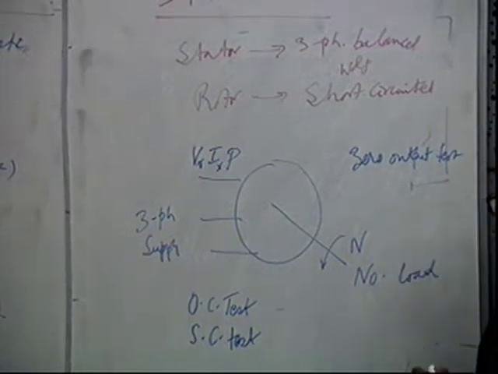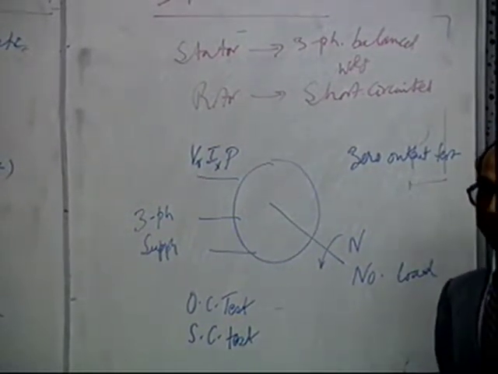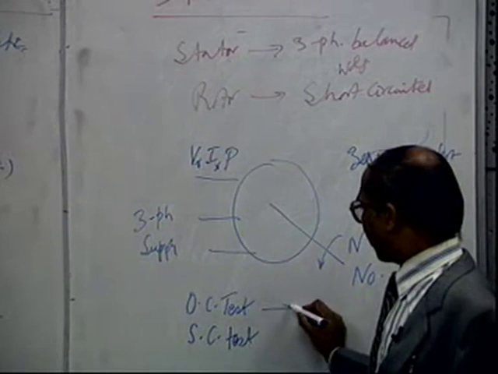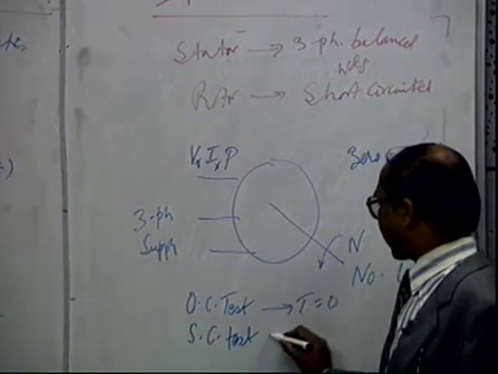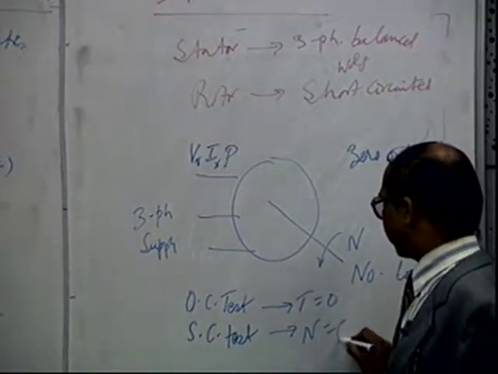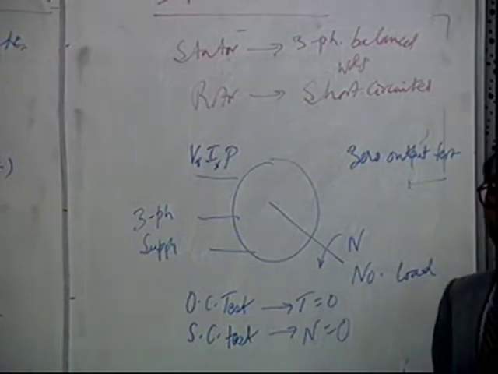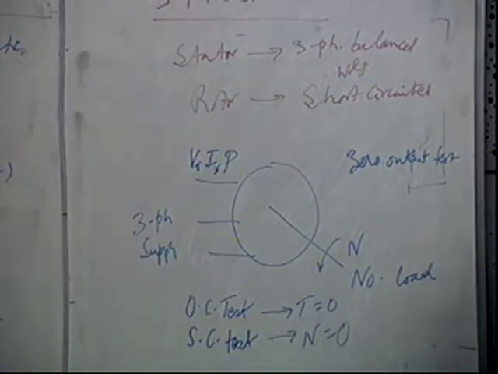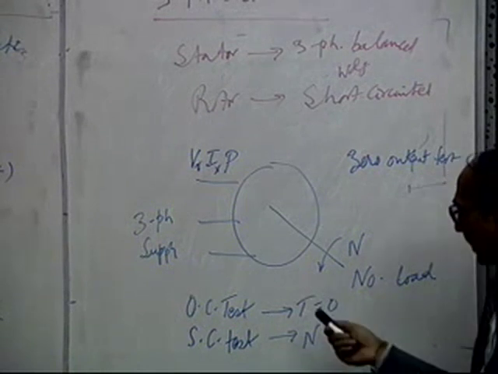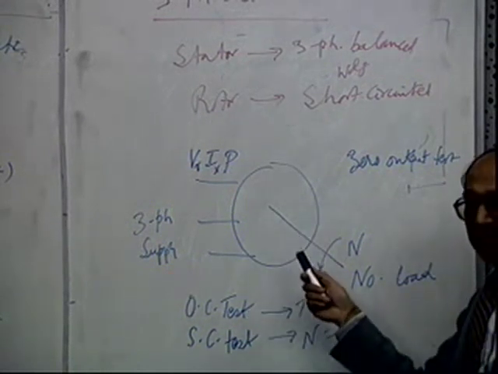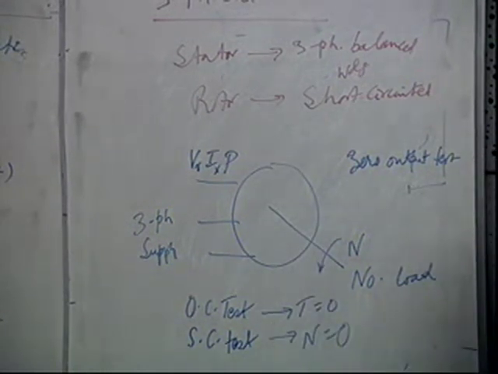See, output of a motor is proportional to torque and speed, isn't it? In one case you put torque equal to 0, in the second case you put speed equal to 0. So in both cases it will give you the input power which goes mostly in the losses. In one case it goes into core losses, another case it goes into the copper losses.